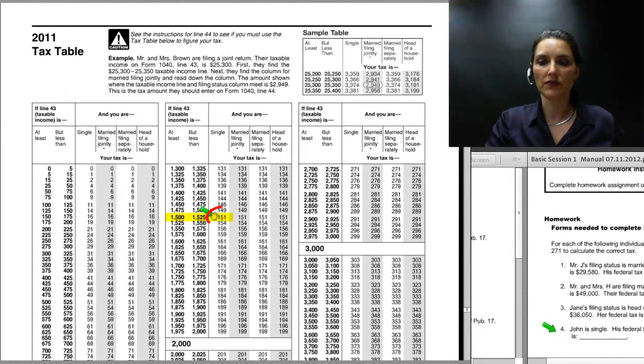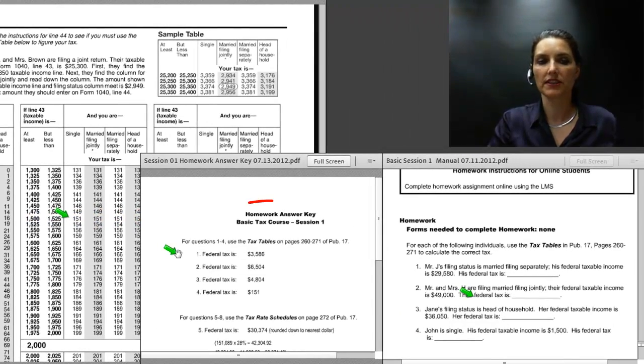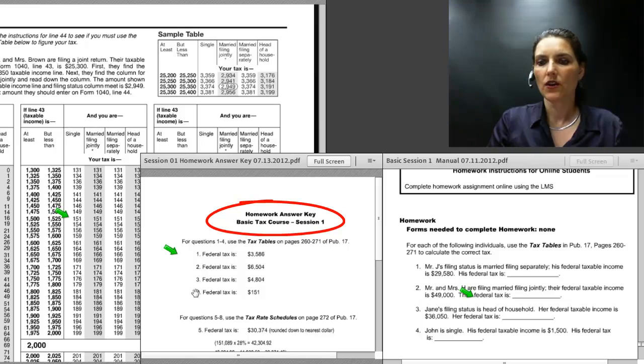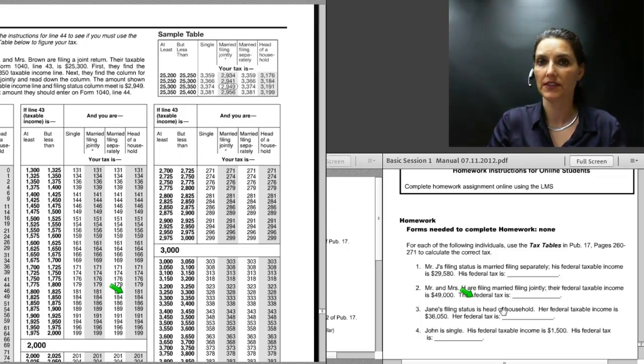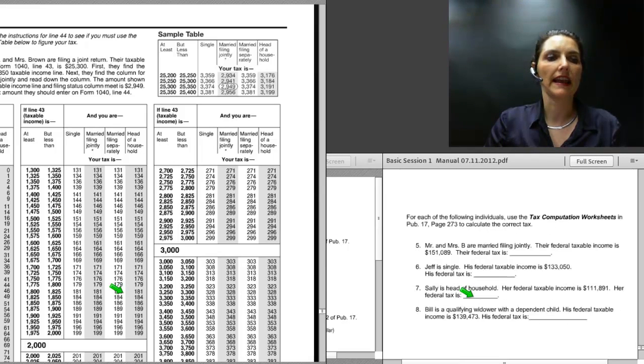As we do that, let's move over to page 273 and take a look at the tax computation worksheets together. The first problem is for a single filer. Question number 6. Jeff is single. His federal taxable income is $133,050. So let's take a look at the tax computation worksheet for single.